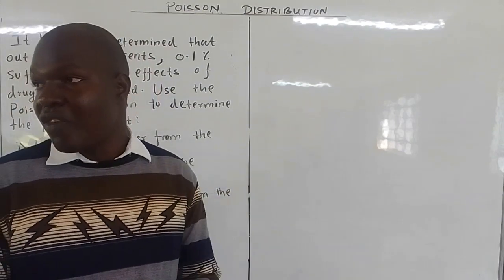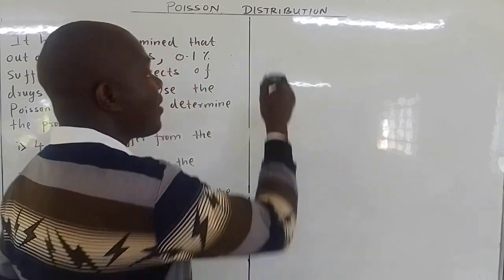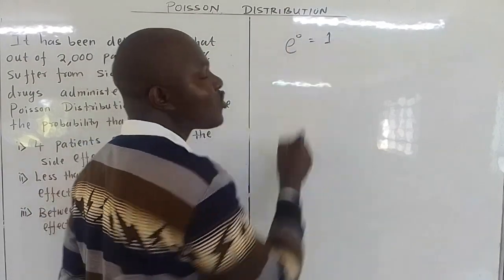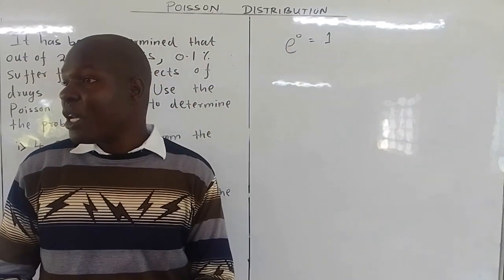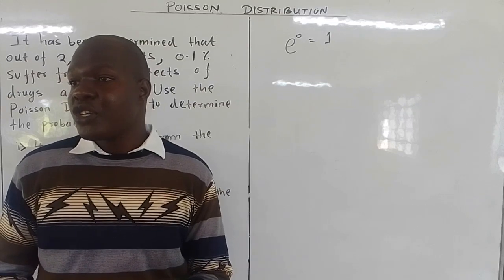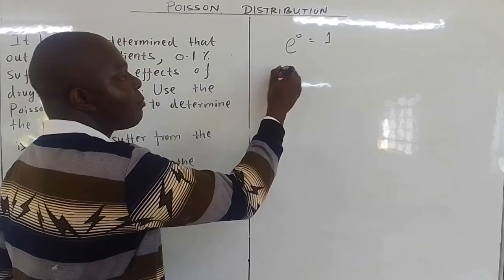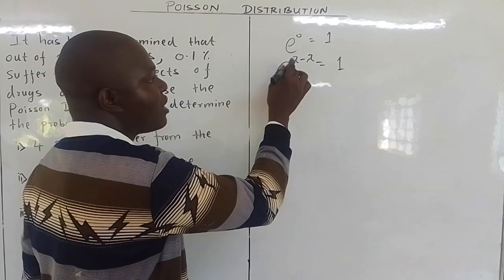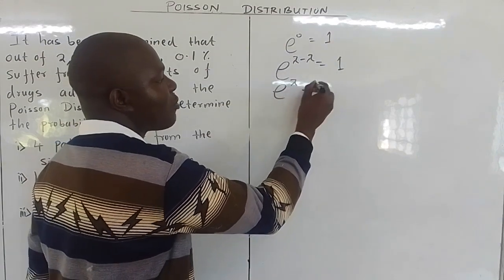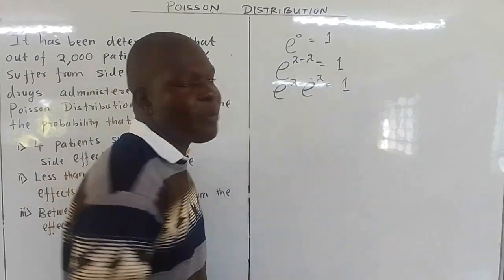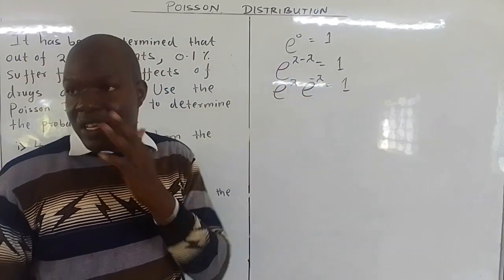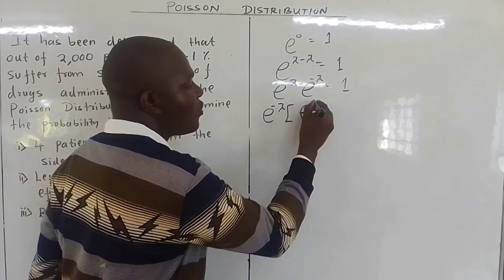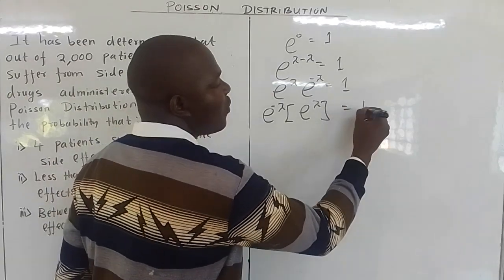Just write the general formula of the Poisson distribution, isn't it? So you know very well that the exponential 0 is equal to 1. So 1 defines the whole range of a probability measure, isn't it? Since the mean of a Poisson distribution is given by lambda, then it will imply exponential lambda minus lambda is equal to 1, where 0 is lambda minus lambda. So if you use the laws of indices, exponential lambda times exponential negative lambda is equal to 1. Same base, you add the powers, you get that, isn't it?